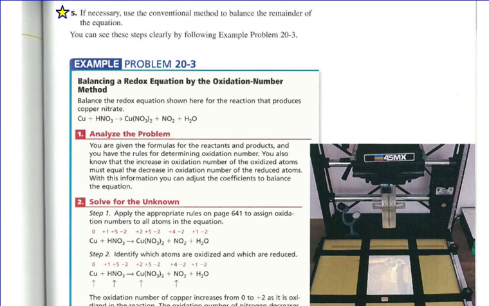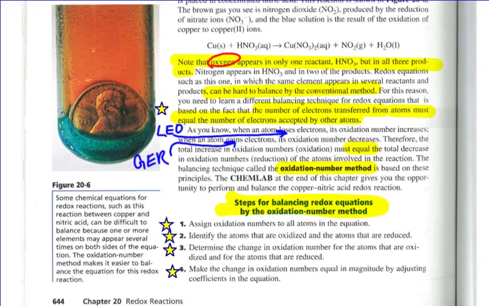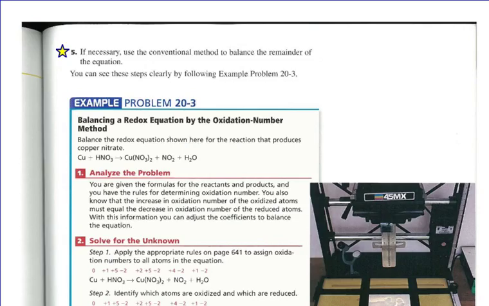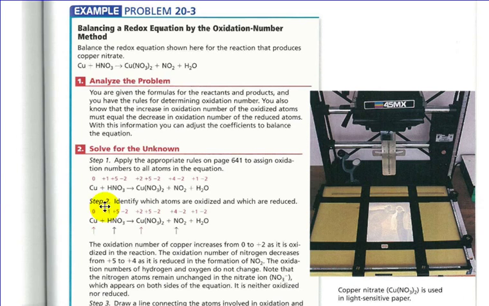The first step, of course, as mentioned, is to assign oxidation numbers to each item. Copper by itself is 0. In HNO3, oxygen is the most electronegative one, so it is -2. I didn't write underneath here what the totals are, but you may wish to do that. Of course, -2 times 3 is -6. This whole thing's going to have to be 0.